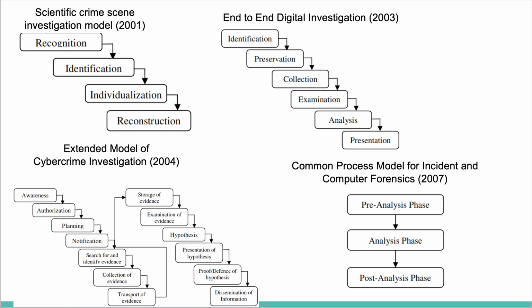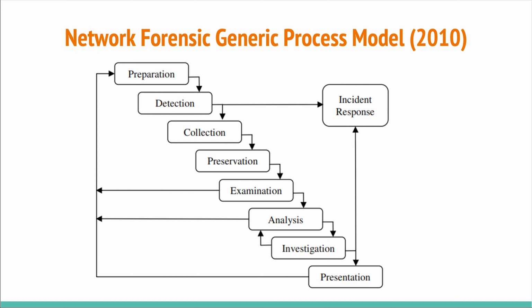The extended model of cybercrime investigation from 2004 has multiple phases that are not necessarily sequential. As you see, some phases skip over other phases, and in one phase you can still return to previous phases as necessary. In 2007, the common process model for incident and computer forensics was developed with only 3 phases for smaller crime scales. The network forensic generic process model of 2010 has multiple phases, but similar to the extended model previously shown, phases are repeated throughout the investigation.